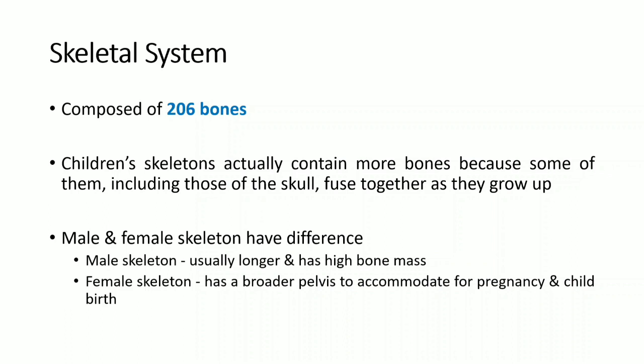If we talk about the male and female skeletal system, then yes, there is definitely some difference between the two. The male skeletal system is usually longer and has a higher bone mass, meaning the weight of the bones will be more than in the female skeleton. In a female skeleton, you can find a broader pelvis, because the broader pelvic region helps the female accommodate pregnancy as well as childbirth. So this is how the male and female skeletons differ from each other.